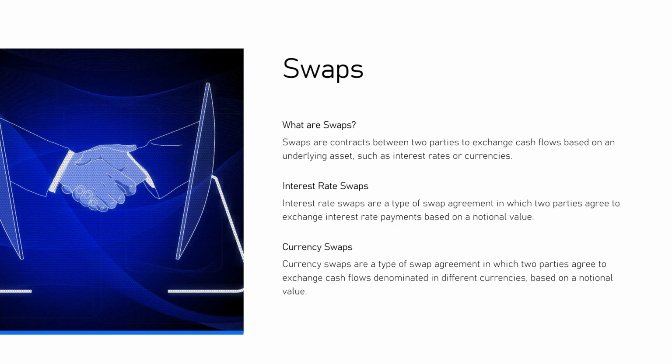Swaps. What are swaps? Swaps are contracts between two parties to exchange cash flows based on an underlying asset, such as interest rates or currencies. Interest rate swaps. Interest rate swaps are a type of swap agreement in which two parties agree to exchange interest rate payments based on a notional value.